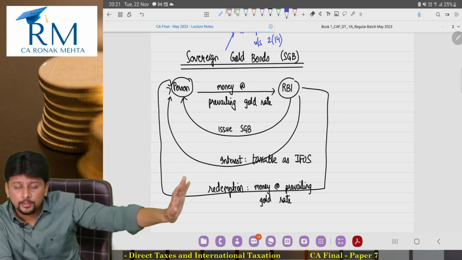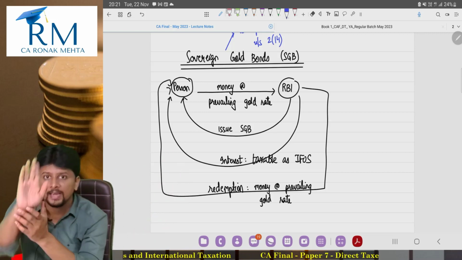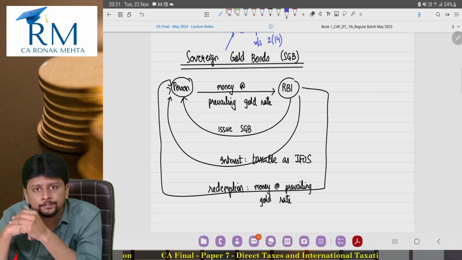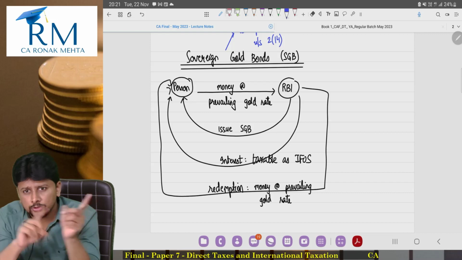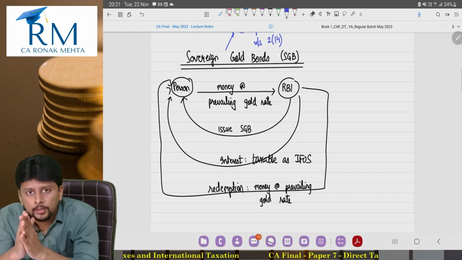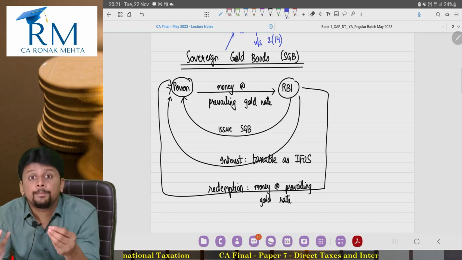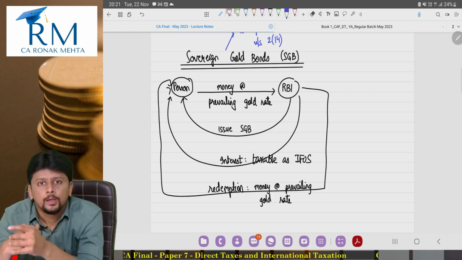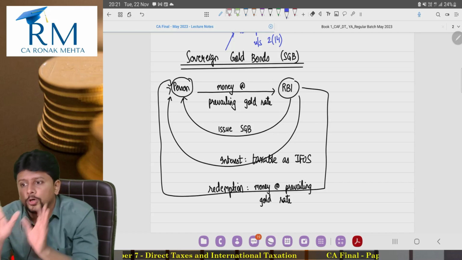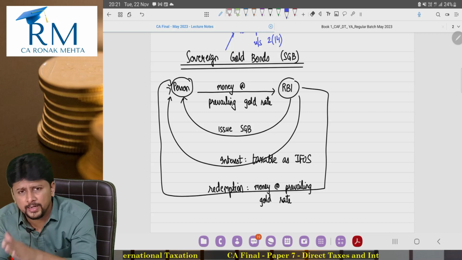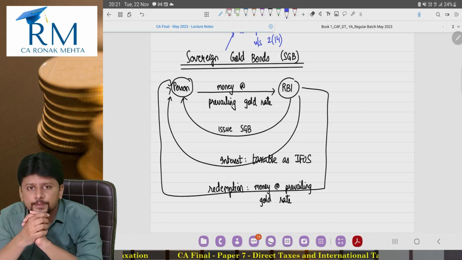You will earn profit, which will be taxable. Ek kaam kar. Don't go to the jeweler, come to us. You are paying money there also, you pay money here also. Instead of giving you physical gold, we will give you paper gold. Paper gold? Gold bonds. We will issue gold bonds to you. You are paying money at the prevailing gold rate. At the prevailing gold rate, we will give you gold bonds.